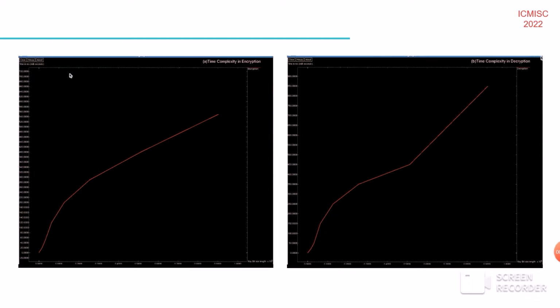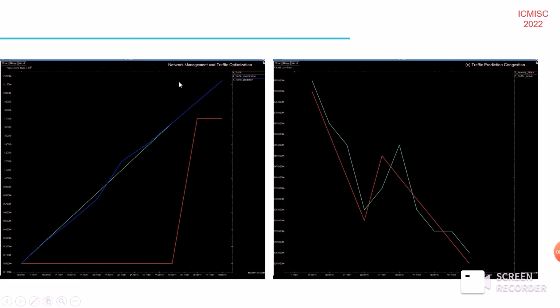Coming to the graphs which have been generated using XGraph, the one on the left shows the time complexity involved in encryption, and the one on the right shows the time complexity involved in decryption. As we can see, the time involved in decryption is more when compared to encryption. The reason behind it is that in encryption we use a public key, so the encryption process takes less time, whereas decryption at the receiver uses a private key, so the time taken is more when compared to the encryption process.